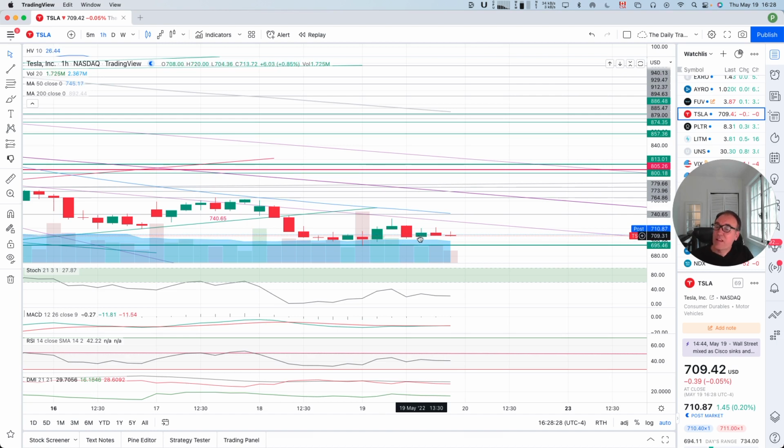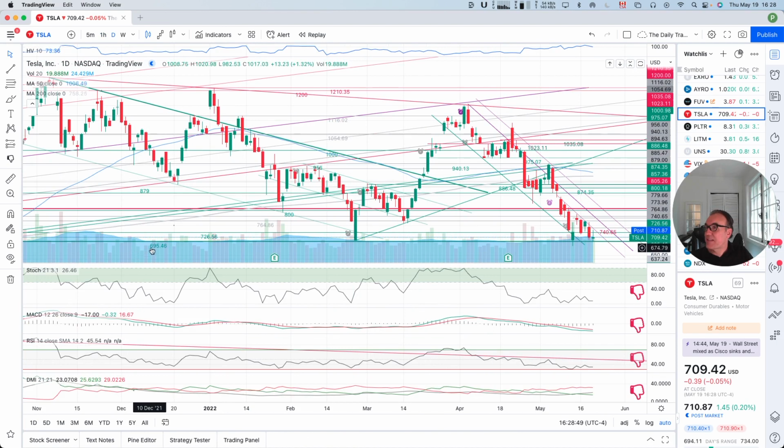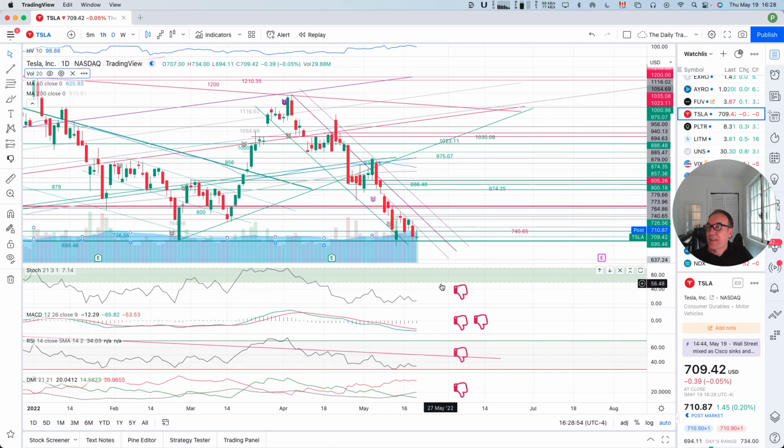And then at that point, at 1:30, the buyers came in, but another wick here, a longer wick at the top. So the buyers are trying to get the price to go up, but then it comes back down. So we are right at 695.46. Let's look at the indicators on the daily chart.